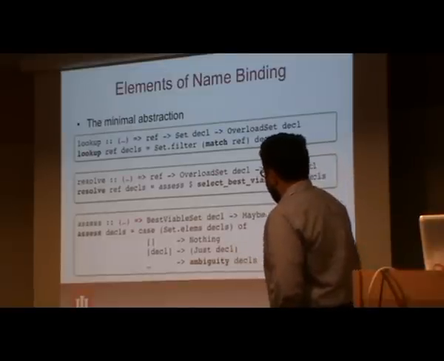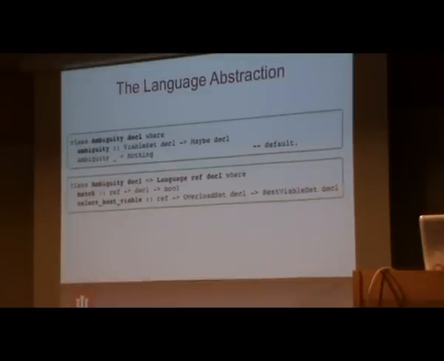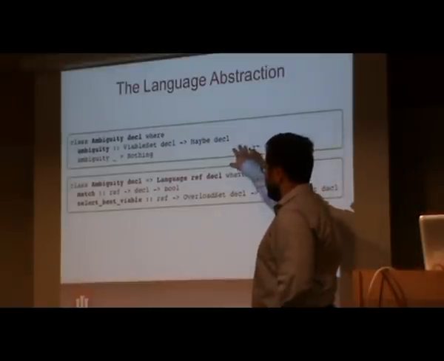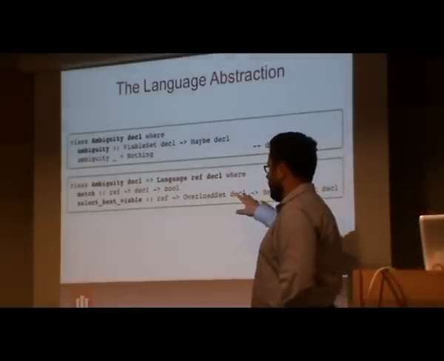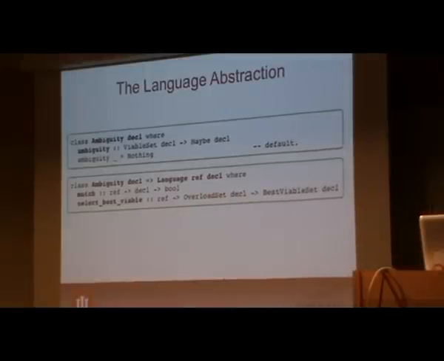This is just one possibility, and it really depends on what you would select. It depends on what you want to experiment with. We wanted to experiment with ambiguity, for example, and we have made it into a specific low-level language feature. So here's the resulting language abstraction. We have ambiguity, and then we have match, and we have select best variable. Those are the three things that we need to know about the language.